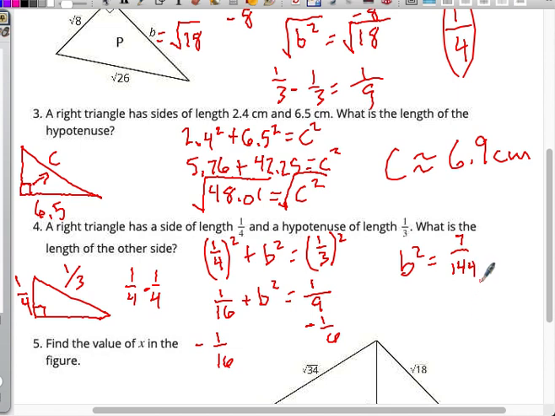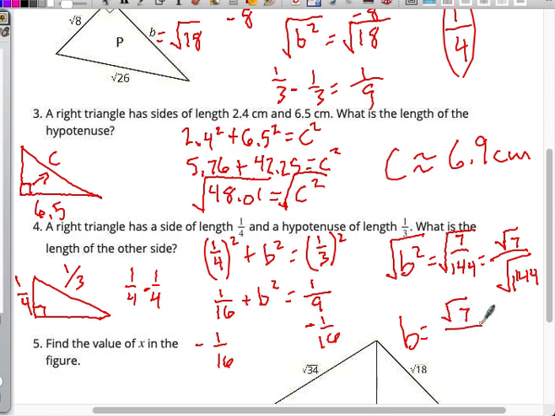Wait, why is it minus 1/6? 1/16. I think I just missed a line there. Minus 1/16. So now, the square root. This is about as ugly as they get doing this fraction. The square root of 7 over 144 is the same thing as the square root of 7 over the square root of 144. The reason I separate them out like that is because 7 we can't do a square root of, but 144 we can. So what is the square root of 144? 12.